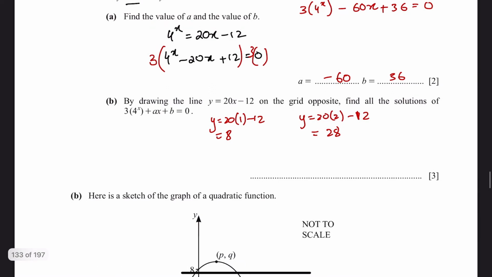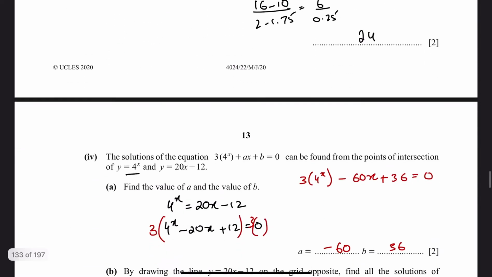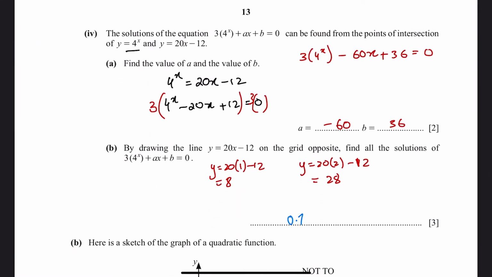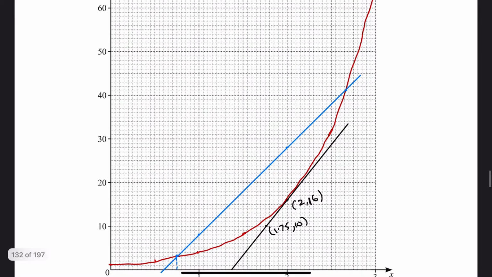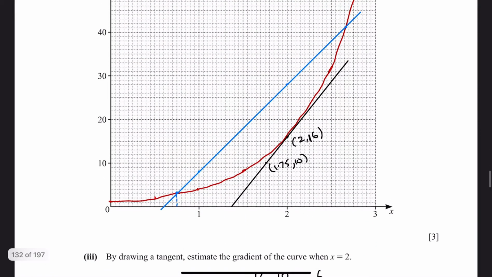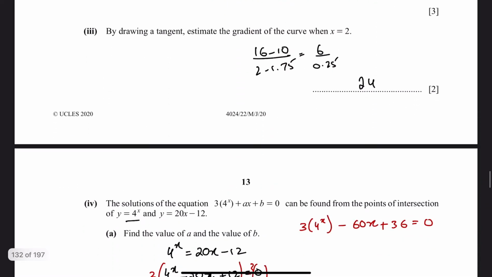So find all the solutions. So this looks like 0.75, and this looks like 2.65.